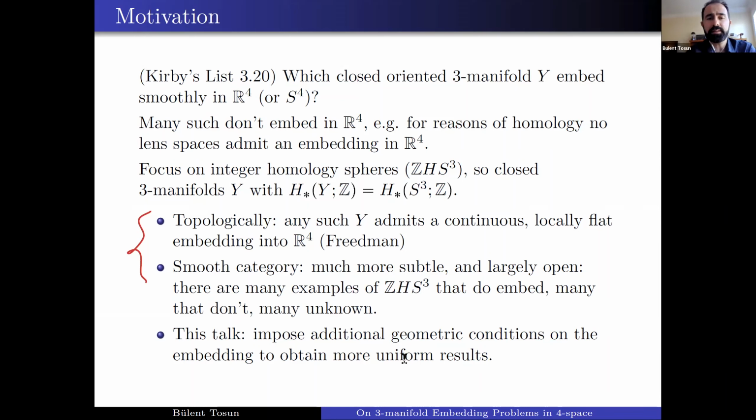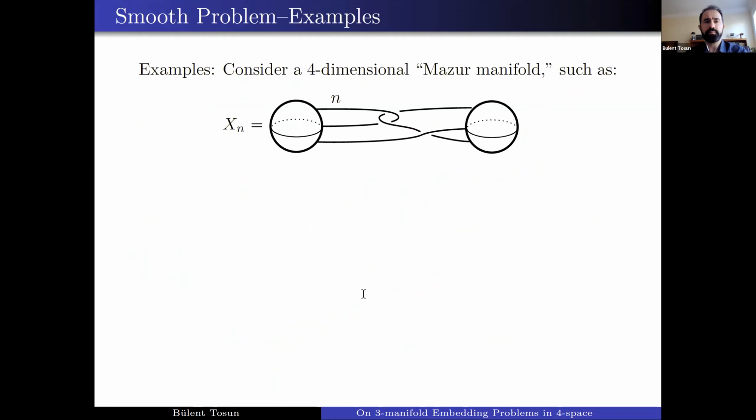But for now, let's look at this part a little bit more in detail. In particular, I would like to start with some interesting examples which we know embed in R4 smoothly. These will be so-called Mazur-type manifolds. Here I drew for you a four-manifold given by a single 0-, 1-, and 2-handle. What we know about this four-manifold is that an easy calculation shows that it's indeed contractible.